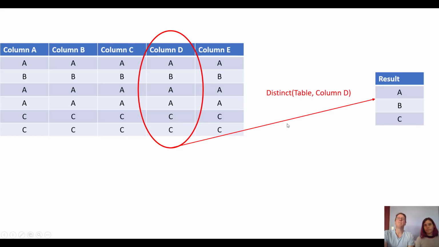But here is the key thing to understand. A distinct does not filter this. A distinct actually creates a whole new column, separate from this table, and it's a single column table with a heading or a column name of result. And that's the bit that's important. I want you to just bear in mind that column name of result.